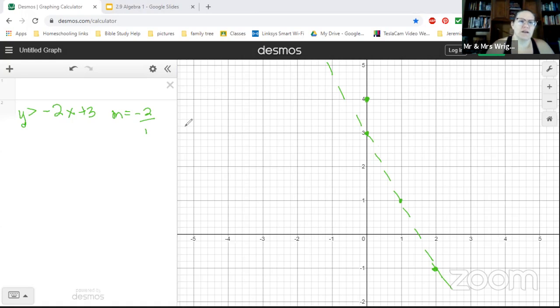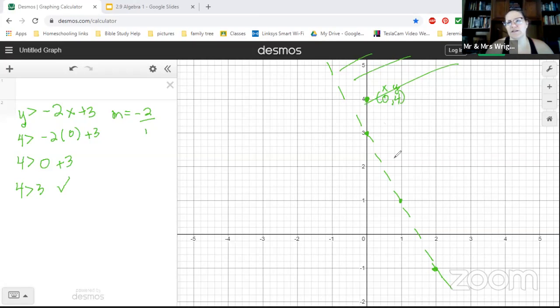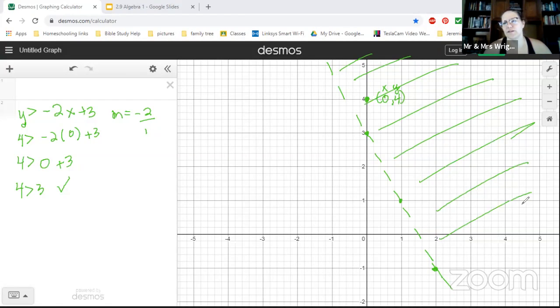Okay. And that point is 0, 4. My x is 0 and my y is 4. So let me plug this in. 4 is greater than negative 2 times 0 plus 3. 4 is greater than 0 plus 3. 4 is greater than 3. And that's a true statement. And so this is the side of my graph that would be shaded in.